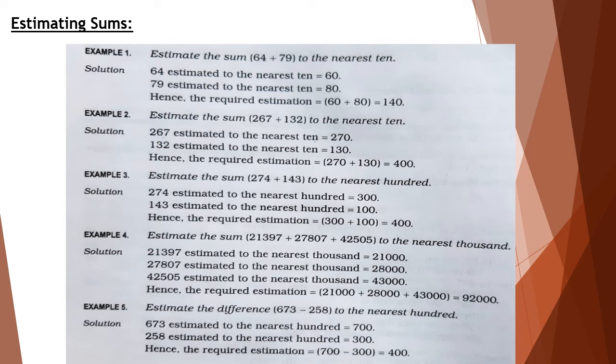Similarly, as we can do the sum, we can do the difference also. Like in the fifth example, 258 is to be subtracted from 673. We have to round off them to the nearest 100 first. So we will see the tens digit. So 673 is rounded off to 700 and 258 is rounded off to 300. Now we will subtract both of them and get the required answer.